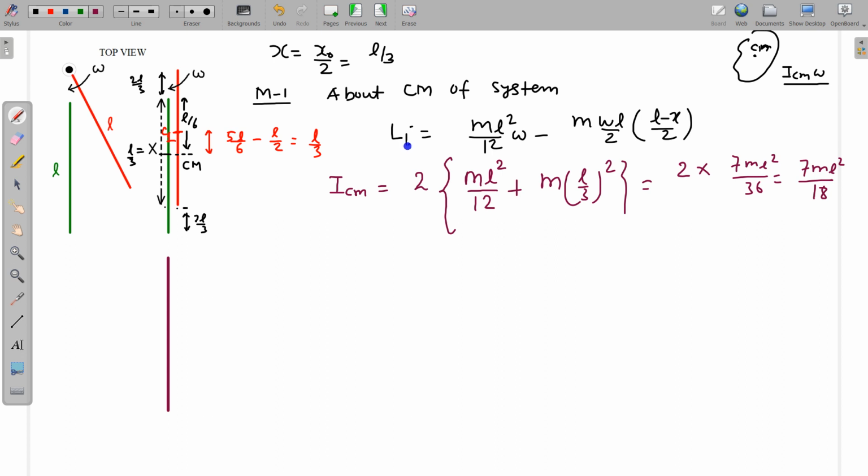And now L initial is equal to L final. Simply, L initial is equal to L final. This is your L initial, and this is for L final. You just have to write 7 ml square by 18 into omega dash. Just equate these two, and here x is equal to L by 3. So easily we can find the final omega dash. The final omega dash is coming out to be 3 omega by 14. So this is the final answer.